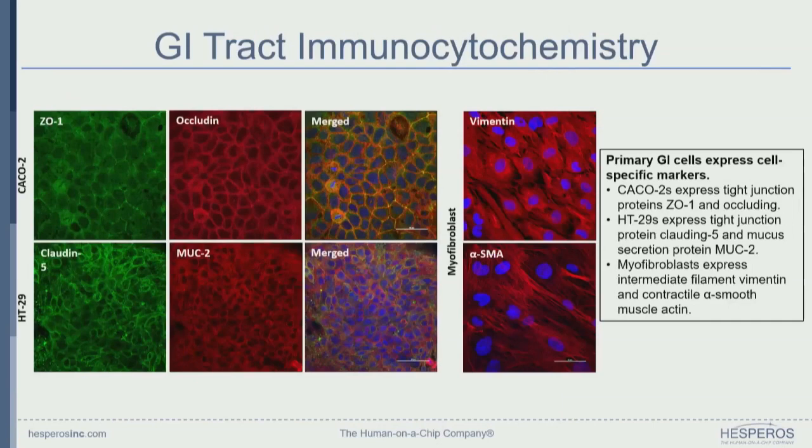When you look at the GI immunocytochemistry, what you see here on the top again is the gap junction proteins or the tight junction proteins. And on the bottom, you're looking at a marker for the mucin, which is for the mucus. So essentially, the GI itself consists of 3 different cell types: the Caco-2 cells, for the representative of the enterocytes, the HT29 for the mucus-secreting cells, the goblet cells, and myofibroblasts on the other side of the membrane.